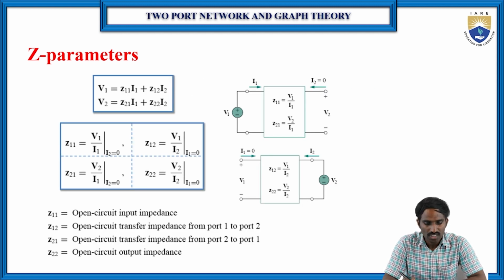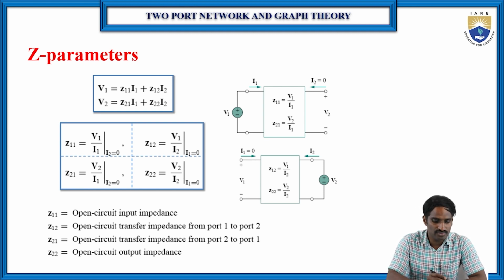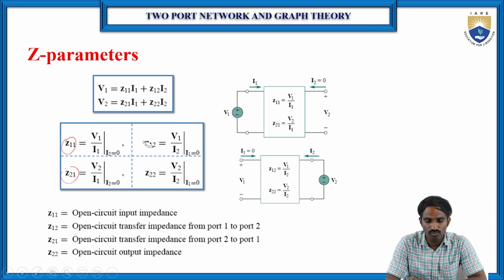Then how do we find the values of the impedance parameters, which are Z11, Z12, Z21 and Z22? First, to find the values of Z11 and Z21, we consider the output side, or port 2, as an open circuit. By making port 2 open circuit, we are making the current I2 equal to 0. Then Z11 is equal to V1 by I1.